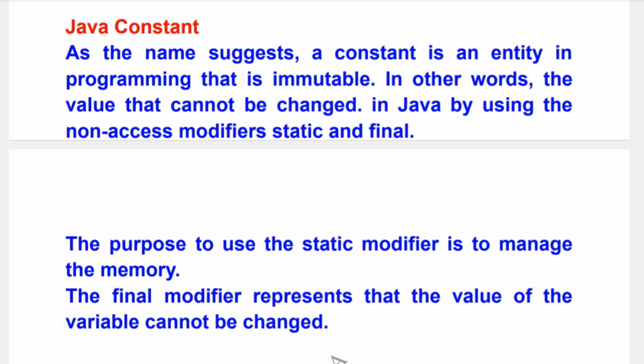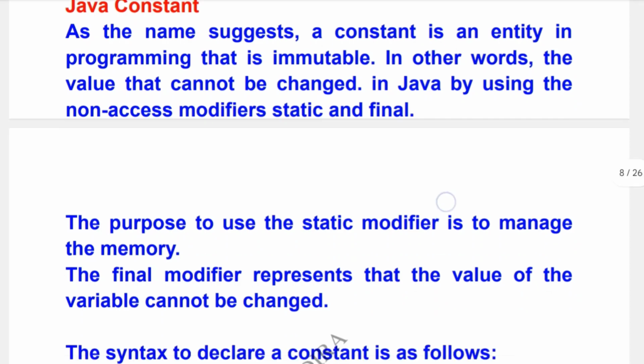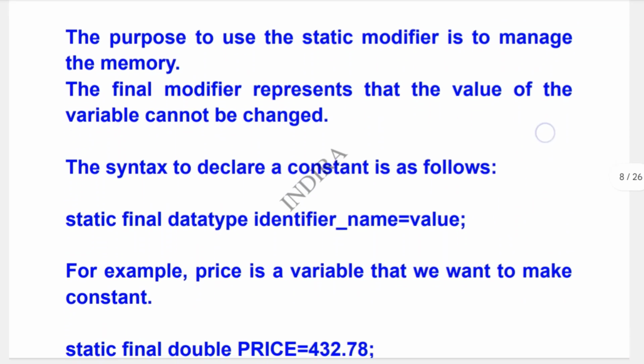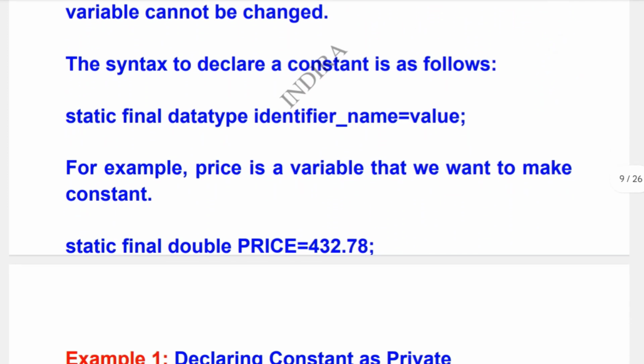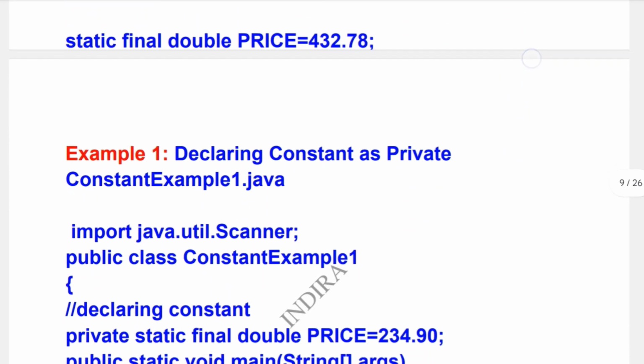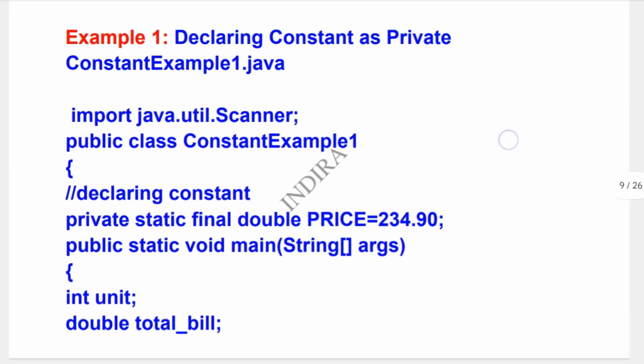The final modifier represents that the value of the variable can't change. Due to this Java constant, we can't change the variable value. Why? Because we are using a constant term. That's why the value of the variable is not changed. So this is the Java constant and the syntax for it, and with the help of the syntax, an example is also given, example 1 for the Java constant.